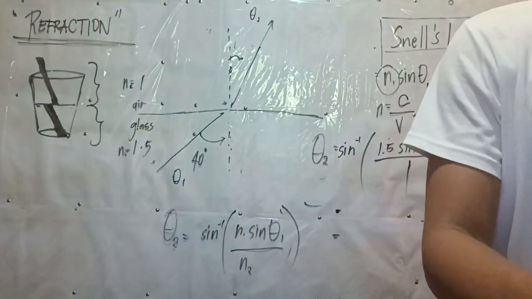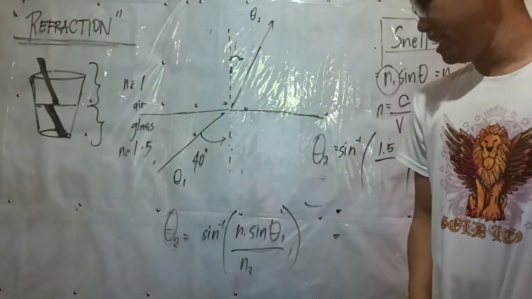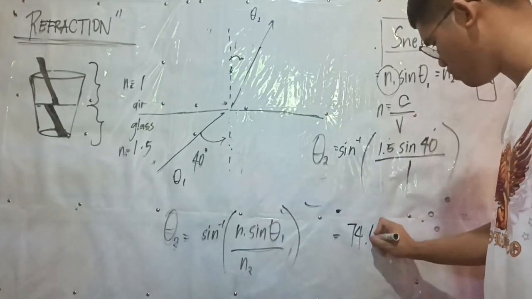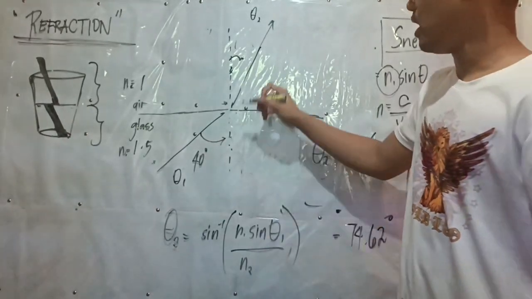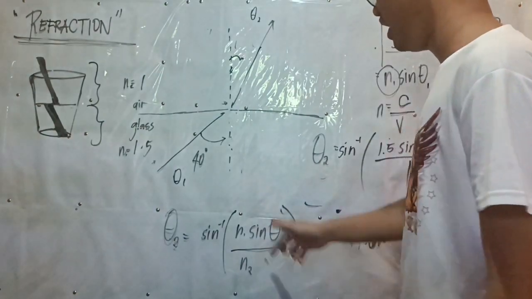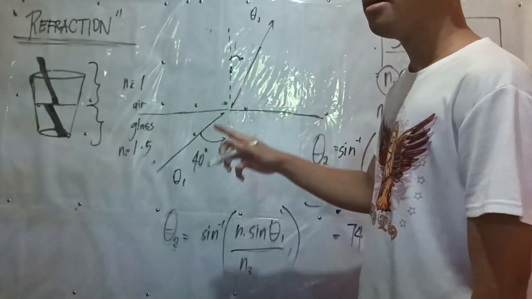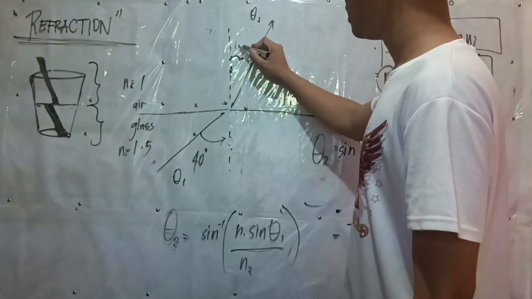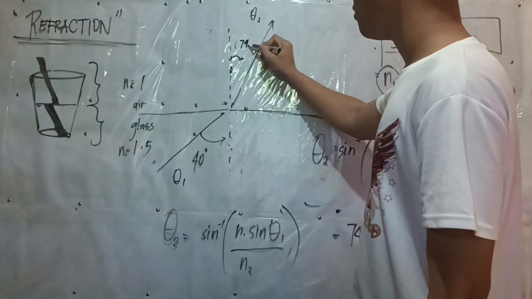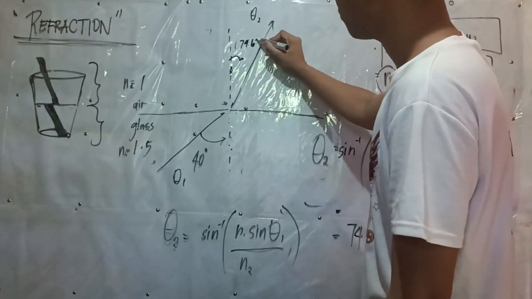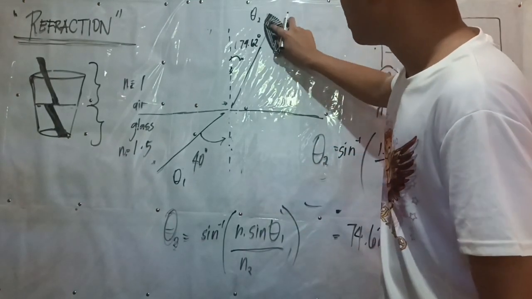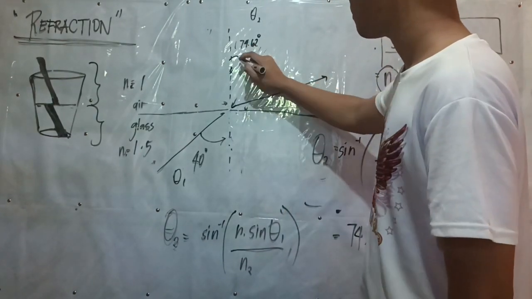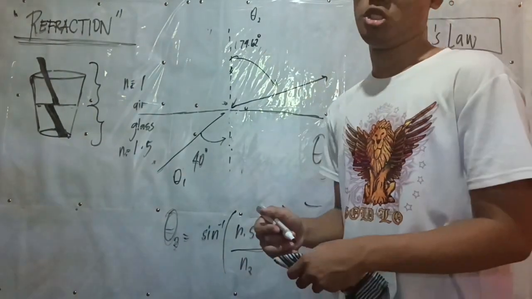We will get approximately 74.62 degrees. So our theta 2, which is the angle of refraction, is equal to 74.62 degrees. So it is something like right here, 74.62 degrees.